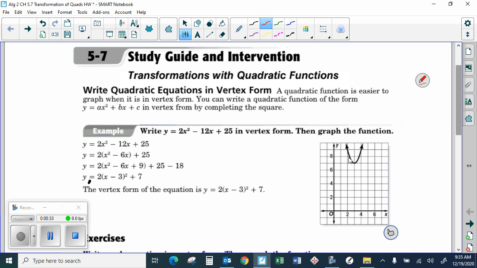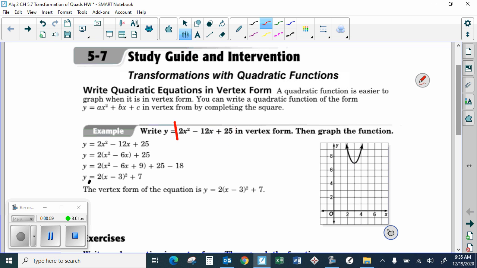How do we know it would be translated? As I've told you before, if there's a bx part, that's going to move it left or right, and if there's a plus or minus in the c, that will move it up or down. Not necessarily those numbers. As you see, it's not plus 25 where the vertex is, but 0, 25 is a point that goes through the y-axis right there. Okay, so that's how you know it's going to be transformed.